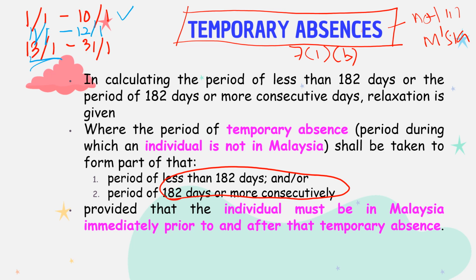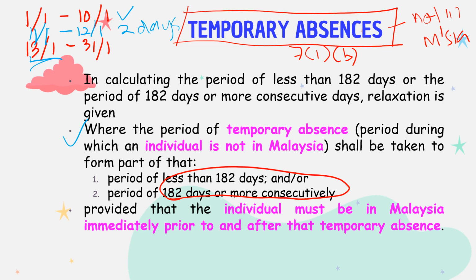Temporary absent, if you look at point number 2, the period of temporary absent means the taxpayer, the individual, is not in Malaysia. For example, these 2 days, the taxpayer is missing from Malaysia. Alright, he was not in Malaysia. But we assume he is in Malaysia for these 2 days in order to make sure the period is consecutive.